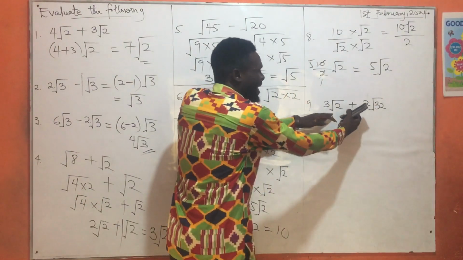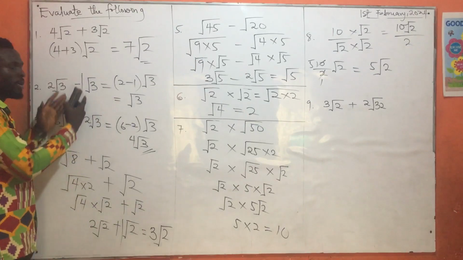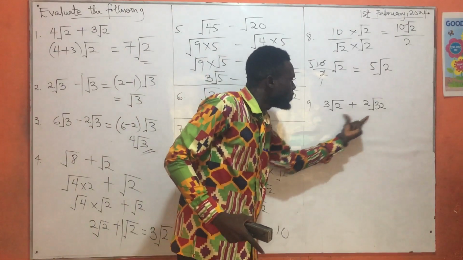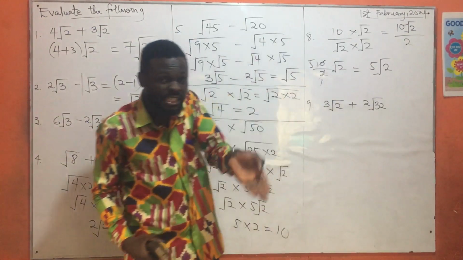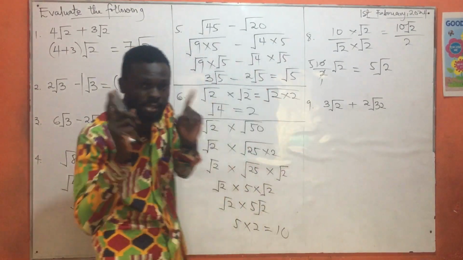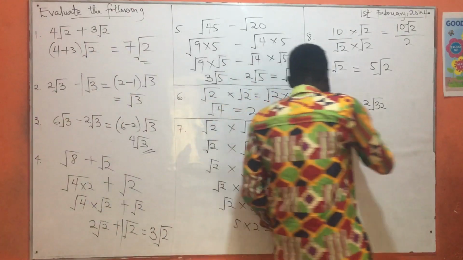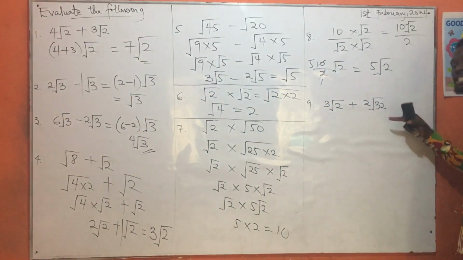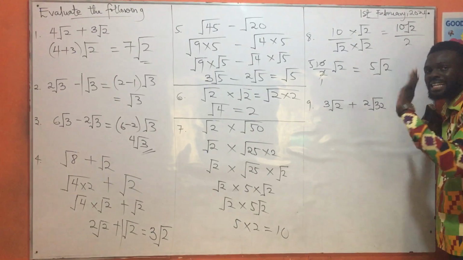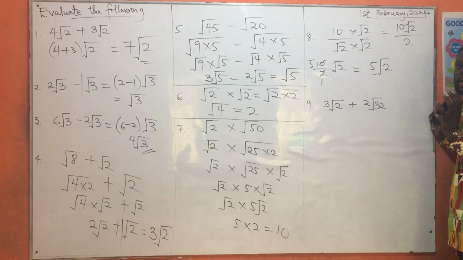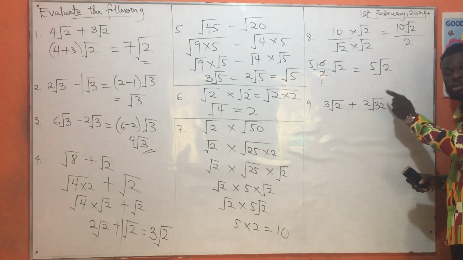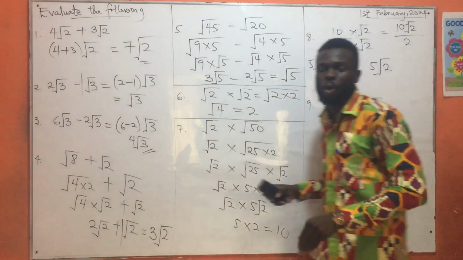Now the last one is going to refer to the introduction we began with. We said that you cannot perform the operation, that is addition and subtraction, when the surds are not the same. So here you have 3 surd 2 plus 2 surd 32. Because this is surd 32 and this is surd 2, I cannot add the two together. So what do we do? We are going to break down the surd 32 into its basic form.